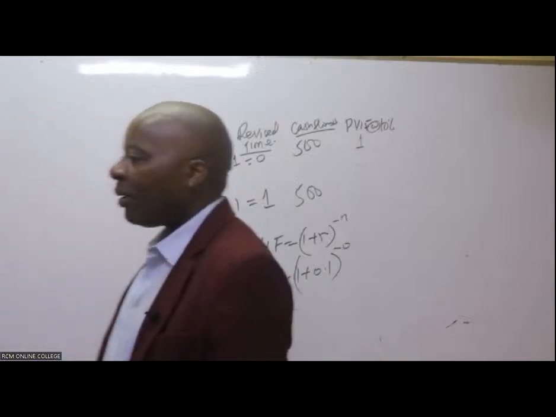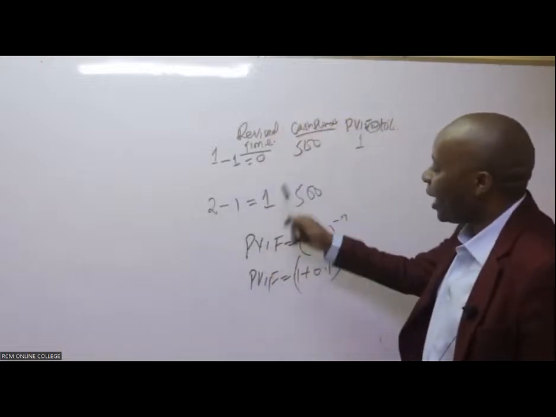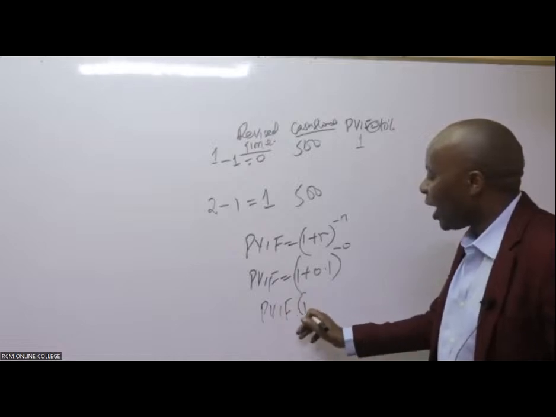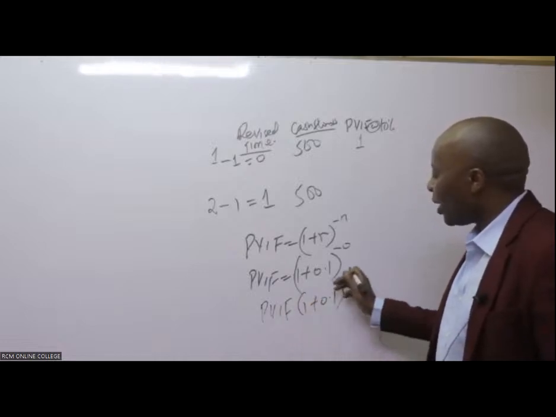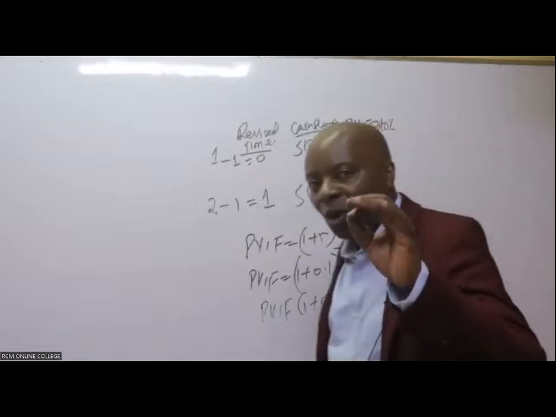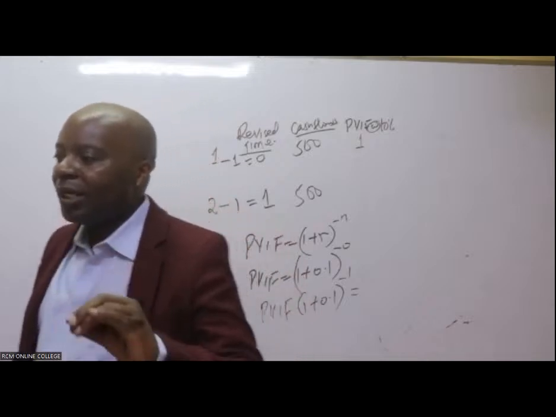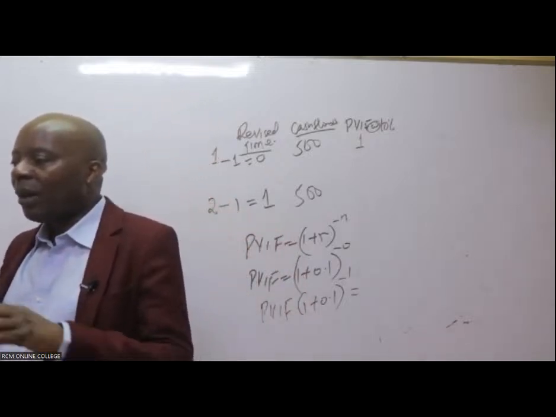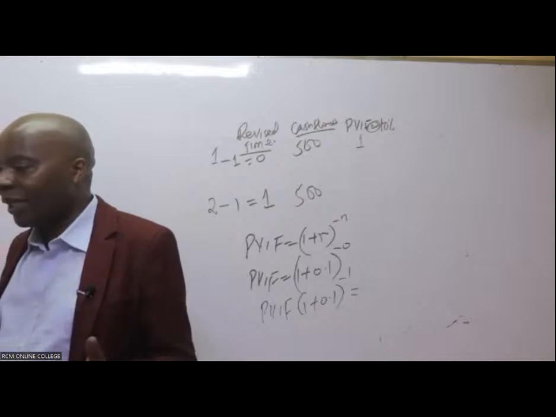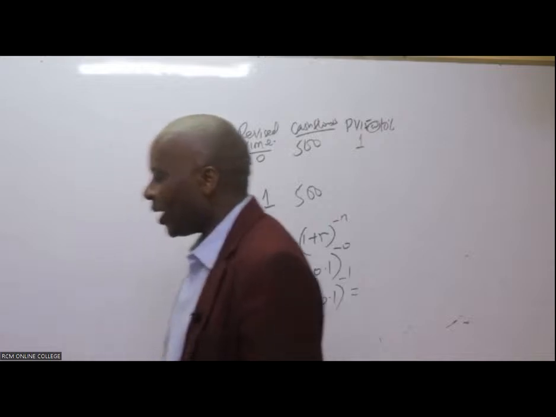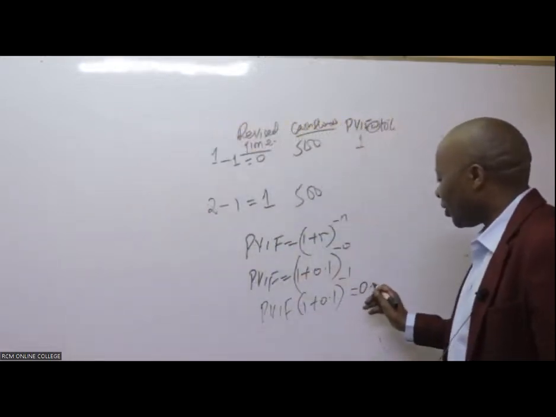So that is 1. How about when n is 1? Can somebody give me this PVF when n is 1? It will be 1 plus 0.1 raised to negative 1. Please ensure that you pick your calculator and raise it yourself. Vero, I'm not hearing you. 0.9091.